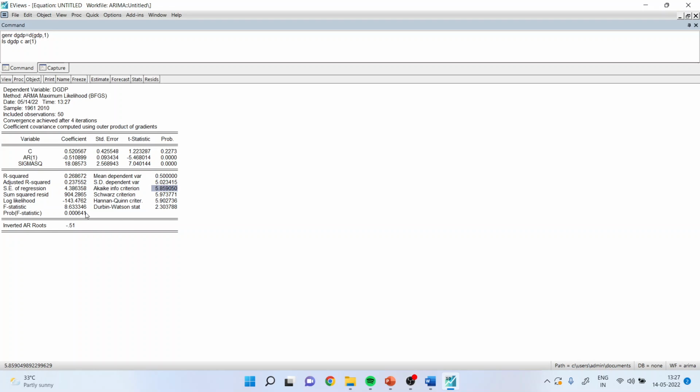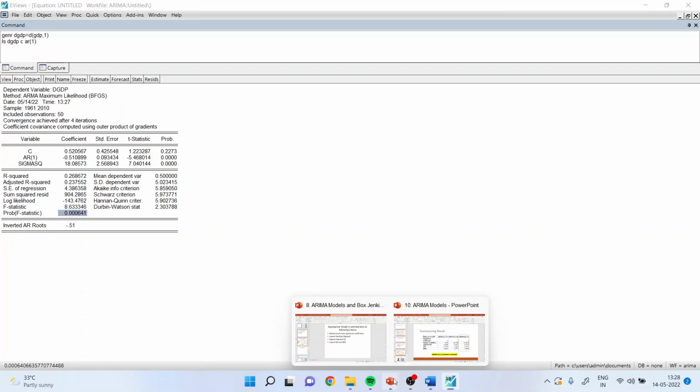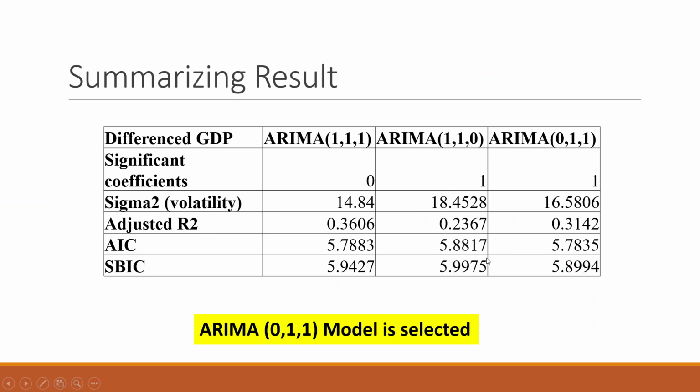Sigma square, again we will have to write it down, adjusted R square, AIC criterion, F statistics. The desirable thing in this case is that the probability value of the individual coefficient should be less than 0.05, as well as in the case of F statistics, the p-value should be less than 0.05. This thing I already discussed in my previous videos of regression analysis of the same time series using EViews. Kindly refer to them. Okay, again I'll write down all the estimates. So this is now ARIMA 110. Sigma square I have written down, adjusted R square, AIC and SBIC I have written down.